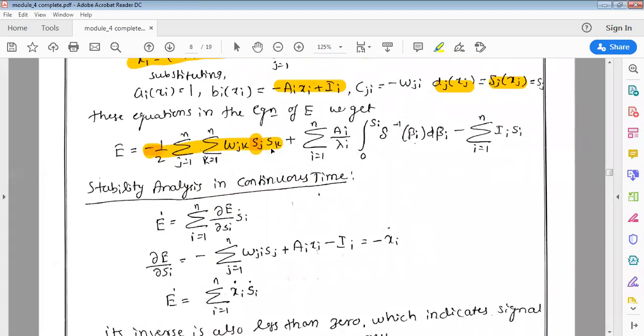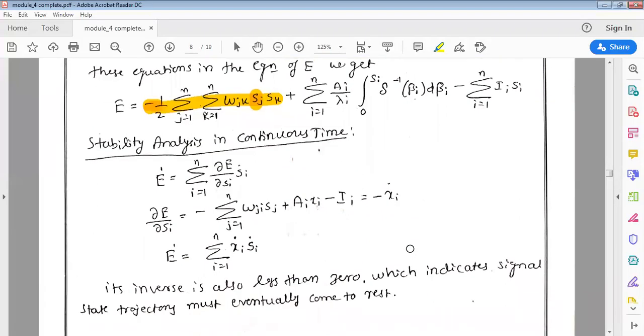See here how you got this: if you put j equal to k at one particular point, it will become s square. The derivative of s square will become 2s, and the 2 will get cancelled, so the minus is as it is. Wji at a particular point, when k becomes i, it will become sj sk, so I'll write sj only here. So minus ai xi from this one term, minus ii. So this is nothing but minus xi dot. So effectively, E dot is nothing but summation i equal to 1 to n of xi dot si dot.